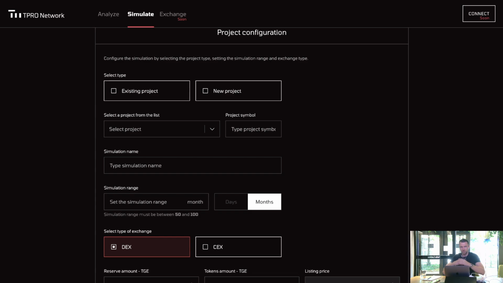It's always about this balance between simplicity and also making sure that we will not cut too many potential features regarding the sophistication of the tool itself, because it's highly sophisticated. So let's start with the use case of, okay, I would like to simulate an existing project.